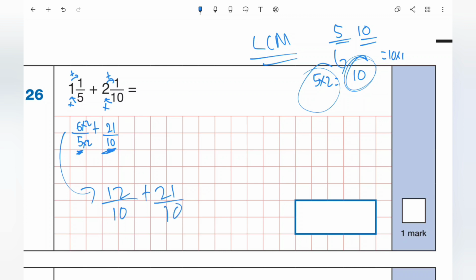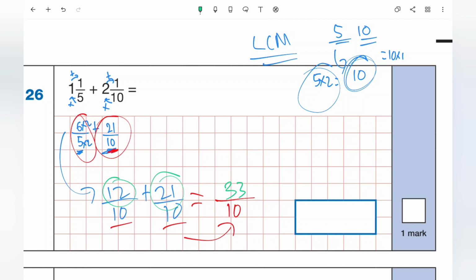Now notice how I haven't done anything to this fraction here. The reason being, I wanted to get 10 at the bottom. 10 was already there for the second fraction, so that's why I had to change the first fraction. Now you can see the denominator is the same, and all you do is simply add the tops. So let's draw the fraction. The 10 gets transferred here, so the denominator stays the same. All you do here, in simple terms, is 12 plus 21, which gives us 33 over 10.